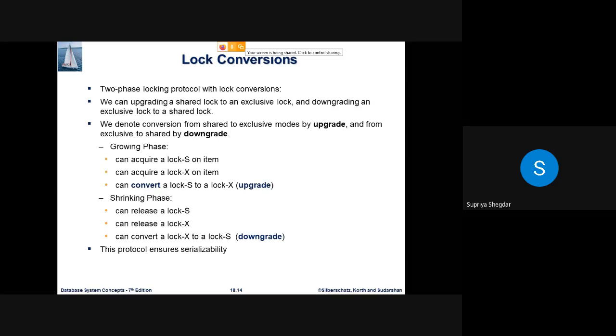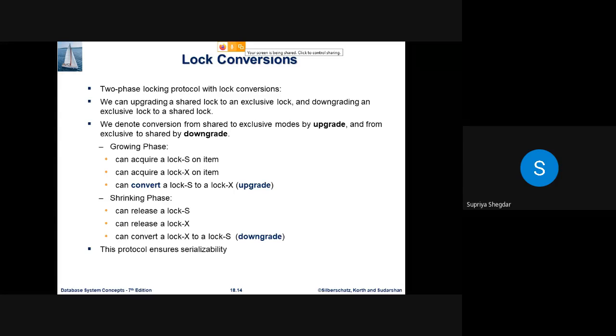So with the two-phase locking protocol, we can use the lock conversion. Lock conversion is nothing but upgrading a shared lock to the exclusive lock. Means we can convert the shared lock to the exclusive lock, and that is called upgrading. And we can downgrade an exclusive lock to the shared lock, means we can convert the exclusive lock to the shared lock. So it is called the downgrade.